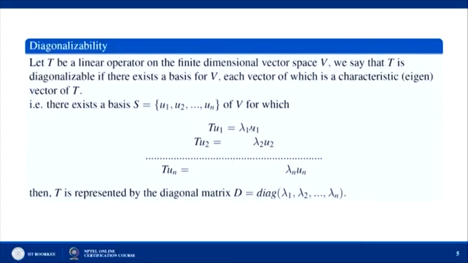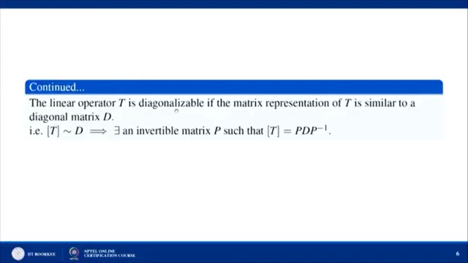We already know that every linear transformation corresponds to a matrix with respect to some basis. So, if this is a basis, then T of u1 will be lambda 1 u1, T of u2 will be lambda 2 u2, and so on, T of un will be lambda n un. Then T is represented by a diagonal matrix D, which is given by this. What does it mean? We will discuss later on by taking an example of matrices.